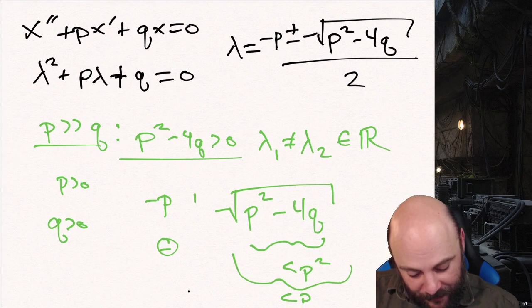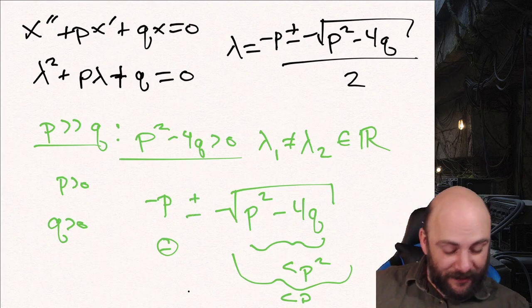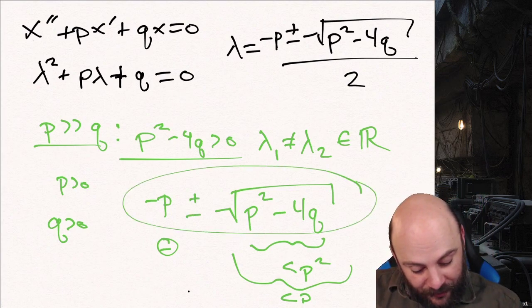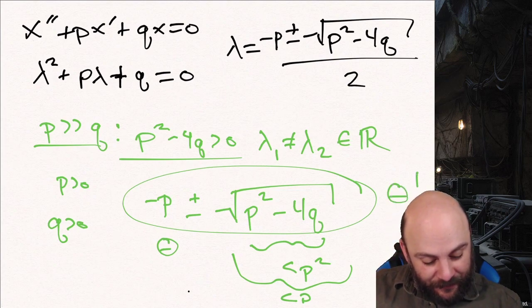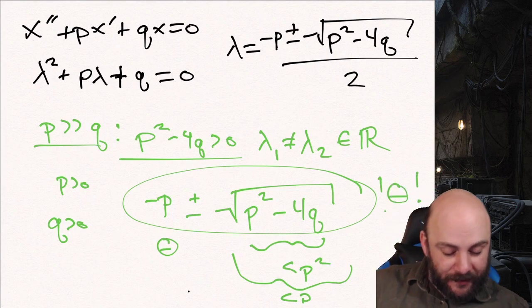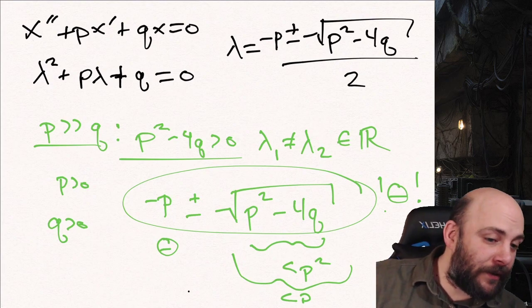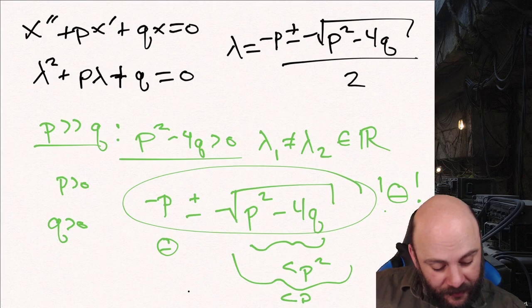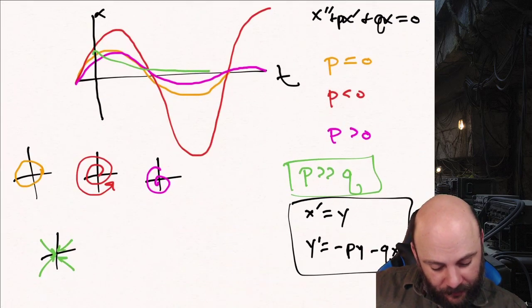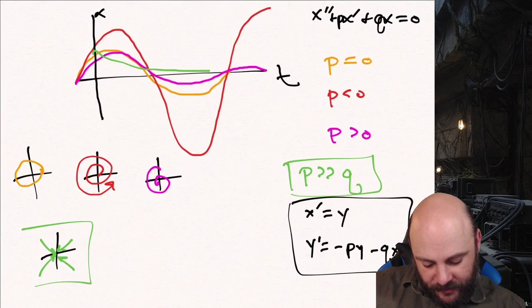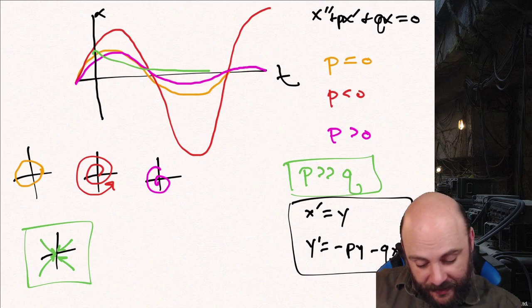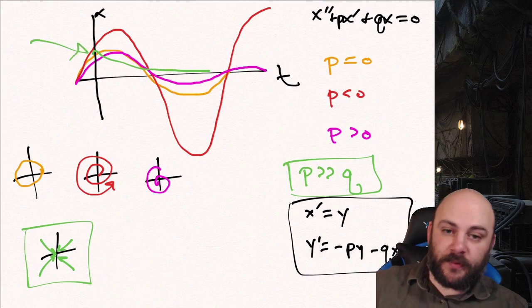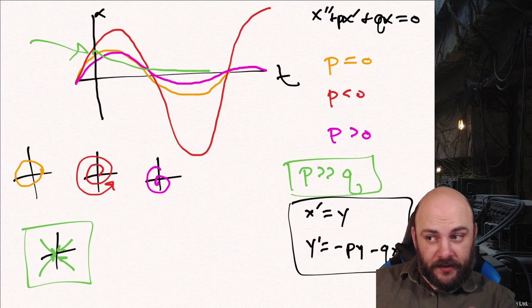And so negative p plus or minus a number smaller than it, all of this is negative. So you have two real roots that aren't equal to each other. They are both negative. Haha, nodal sink, which exactly matches this picture here and the time series interpretation up there of just sort of exponentially crashing down.